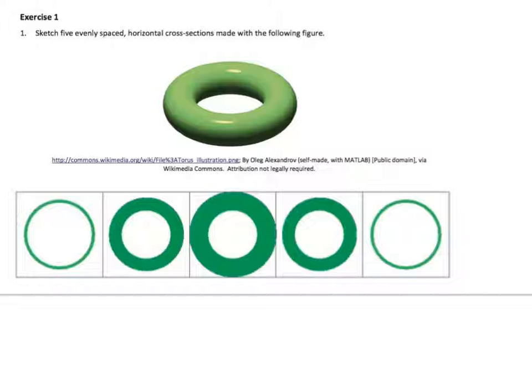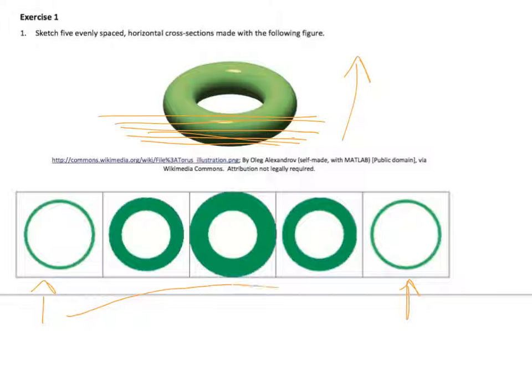Sketch 5 evenly spaced horizontal cross sections made with the following figure. I went ahead and copied mine in. So we would take this figure and slice it. I can't give you the perspective of slicing it with how this disc, goodness, what would we call this? This figure is laid out on my paper, but with each slice, it would get progressively thicker and then back down to thinner. So we've got thicker and then back down to thinner for each slice, right? And each one of these is parallel to the other.